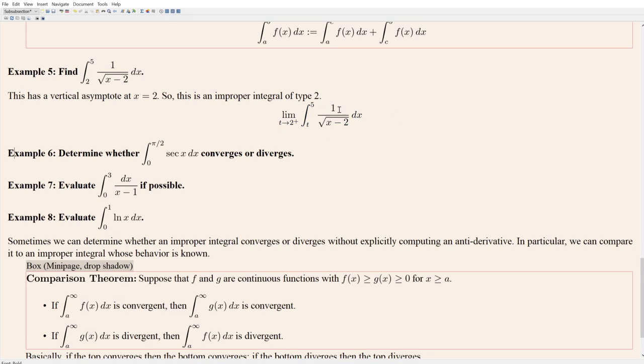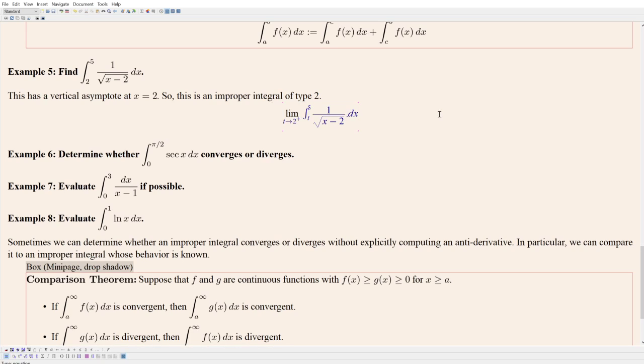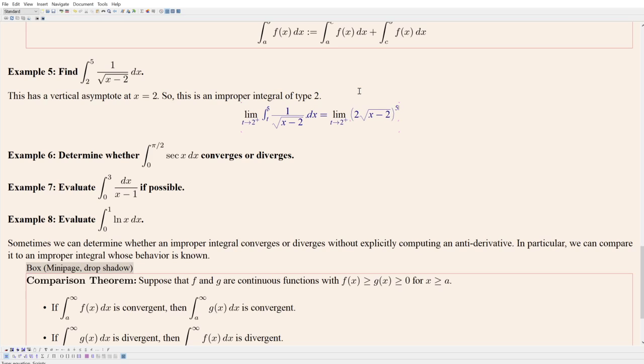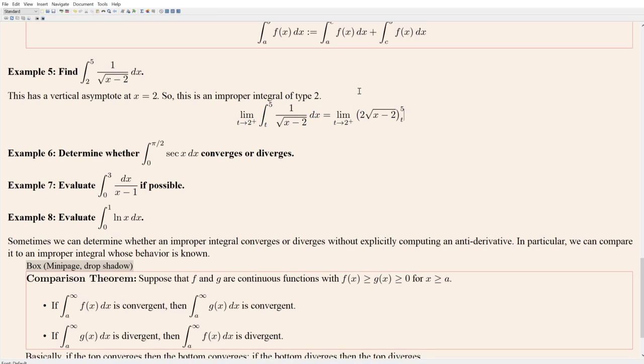Okay, so what's going on here? How can we evaluate this? Well, I mean, we just hit it with the power rule, right? If u is equal to x minus 2, then du is equal to dx, so there's not going to be any change. So we can just do the power rule immediately. So this is x minus 2 to the negative 1/2. Add 1 and we get positive 1/2. Dividing by 1/2 is the same as multiplying by 2. So there we go. Evaluate between 5 and t.